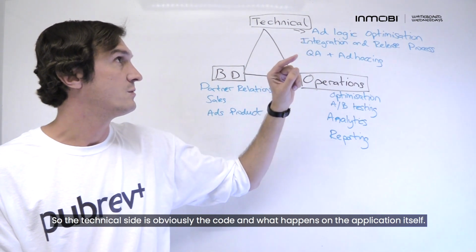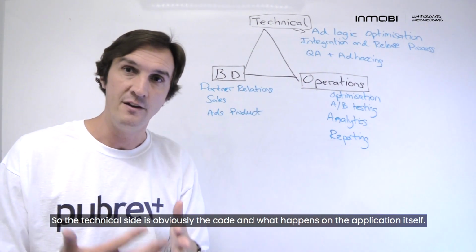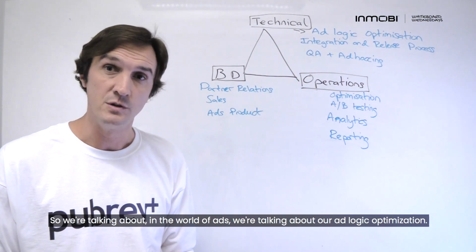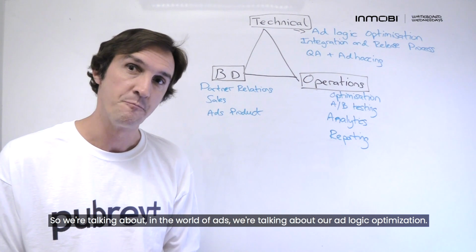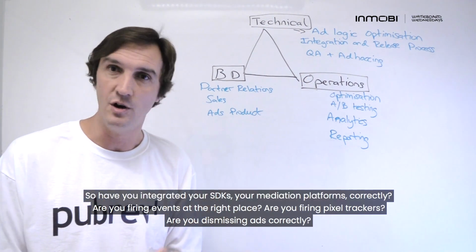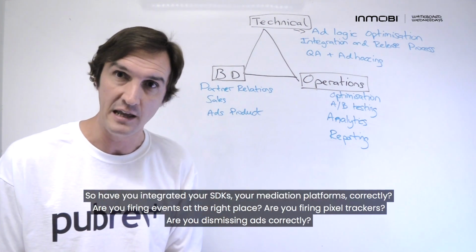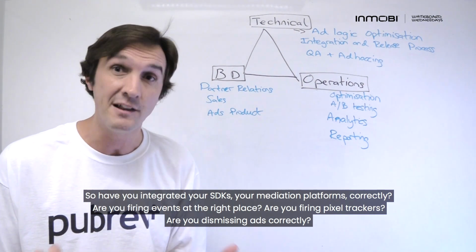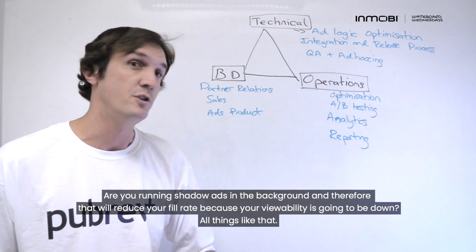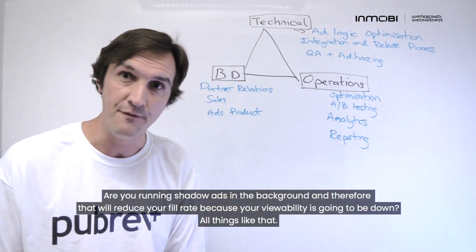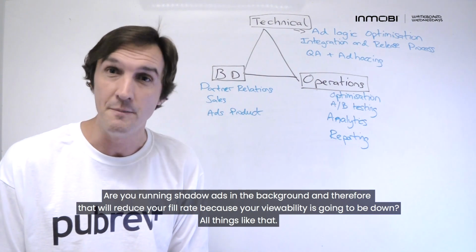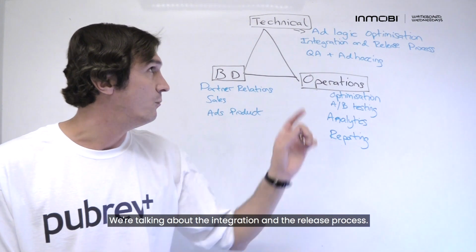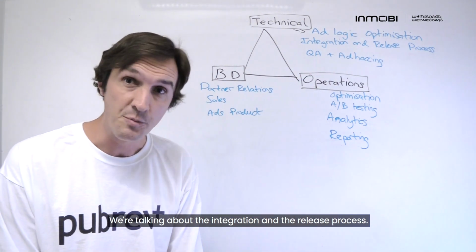So the technical side is obviously the code and what happens on the application itself. In the world of ads, we're talking about ad logic optimization. Have you integrated your SDKs and your mediation platforms correctly? Are you firing events at the right place? Are you firing pixel trackers? Are you dismissing ads correctly? Are you running ads in the background, which will reduce your fill rate because your viewability is going to be down? All things like that. We're talking about the integration and the release process.